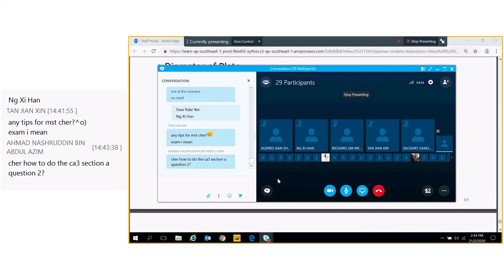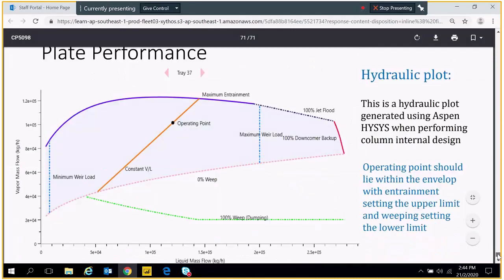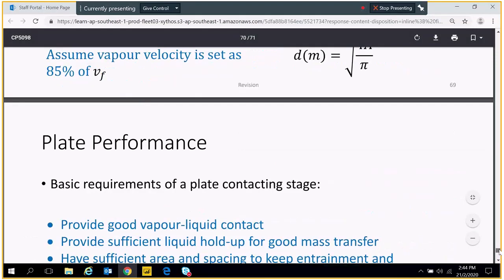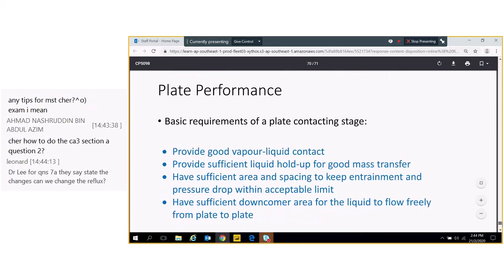In particular, for distillation, this plot is very important. All right, this plot, you must know how to interpret the plot. And secondly, you must understand how the sizing is being done. The sizing is really based on 2 things, the 2 extremes. One extreme is the flooding. The other extreme is weeping. Weeping is for very low vapor flow rate. The flooding is for very high vapor flow rate.